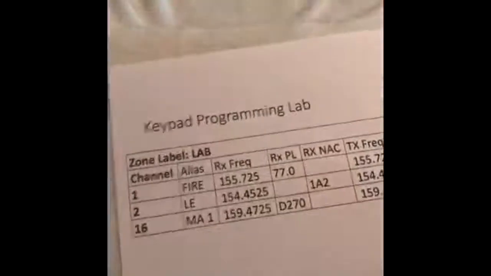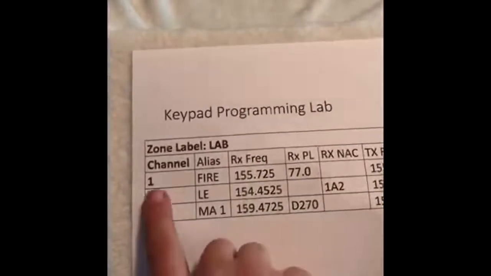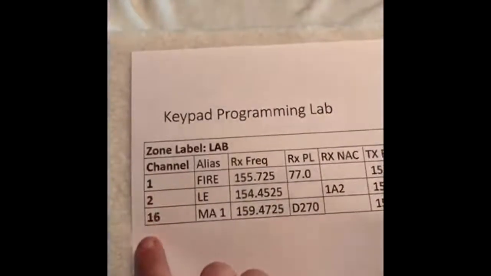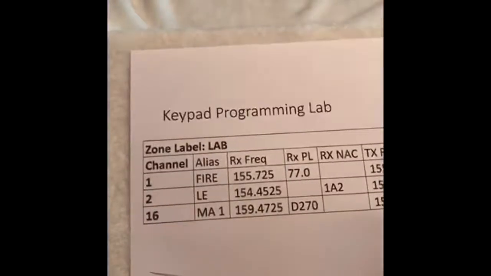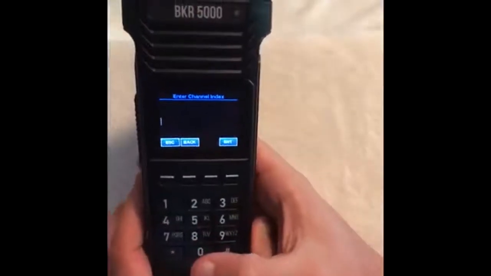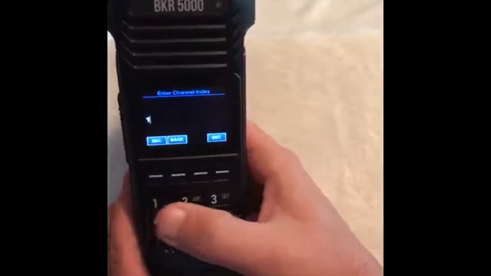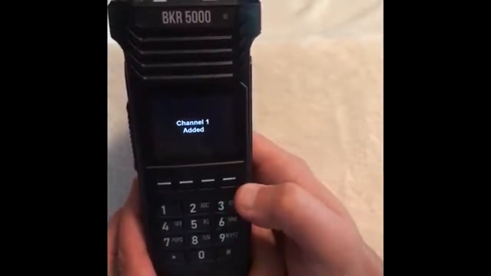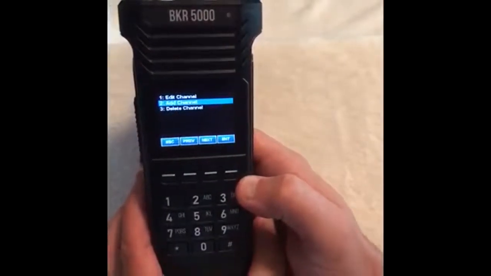So if we look back to my lab, here I'm going to put in a channel 1, a channel 2, and a channel 16. So for channel index number, I'm going to press in 1 and enter. Channel 1 has been successfully added.